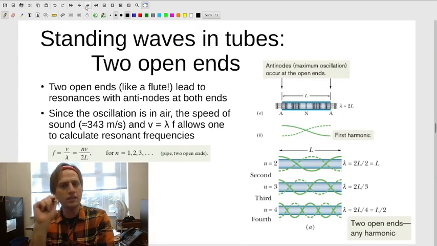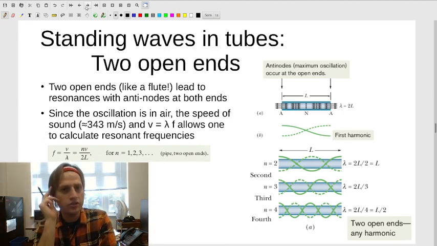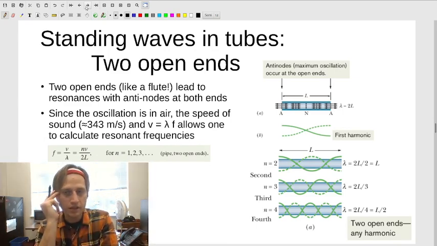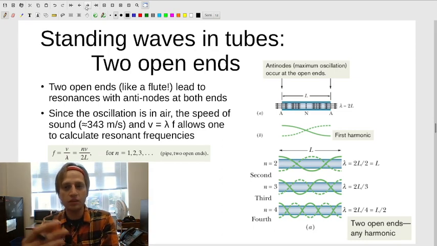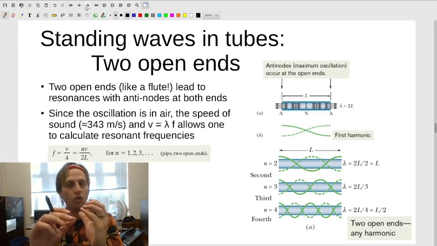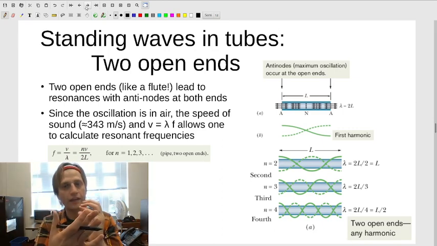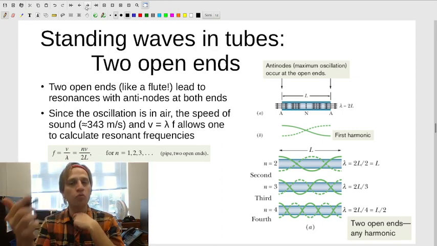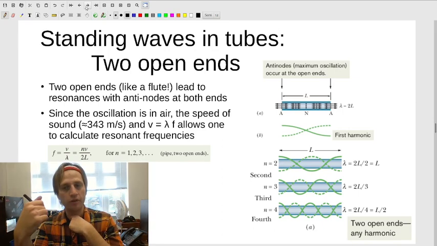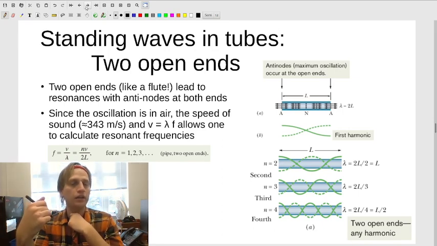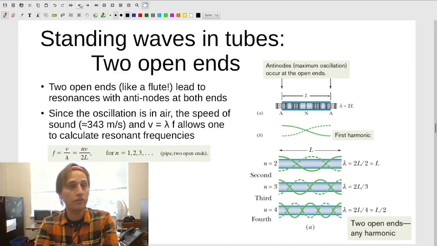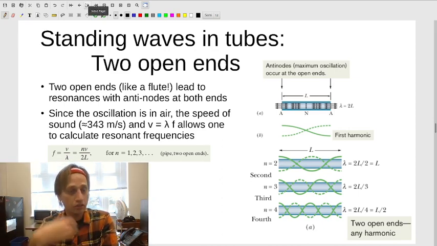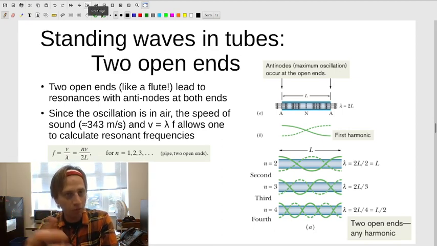Okay, now, we already looked at two open ends, and those have essentially the same pattern, except a different meaning, as our two closed ends. What's a little bit surprising is that if you take that open tube and you put your hand on the end of it and then blow again, it will reduce the fundamental by an octave. It'll cut the frequency in half and double the wavelength.